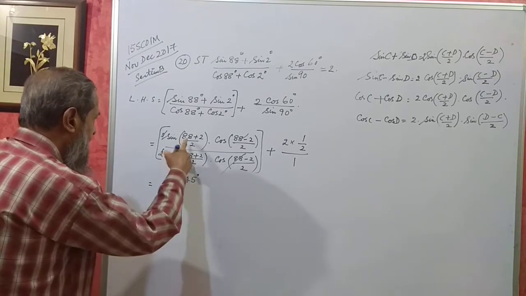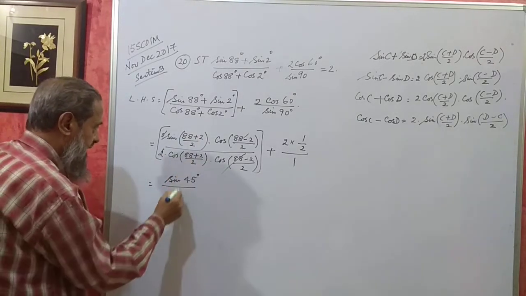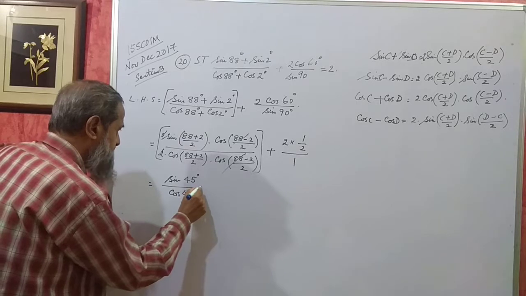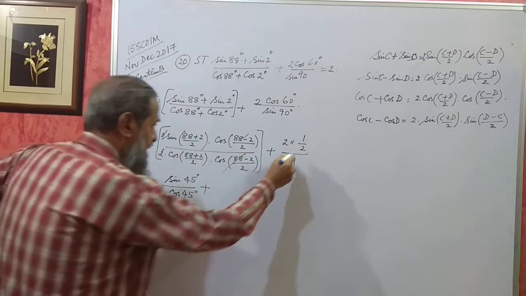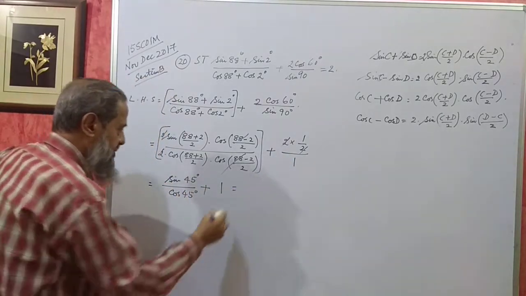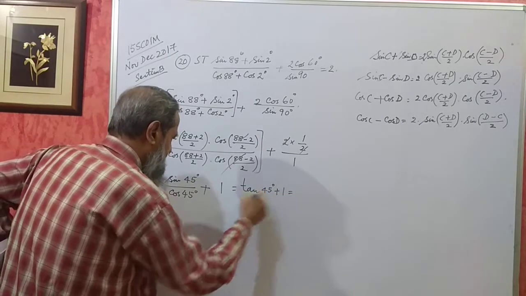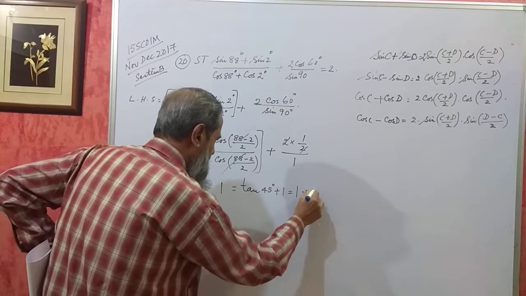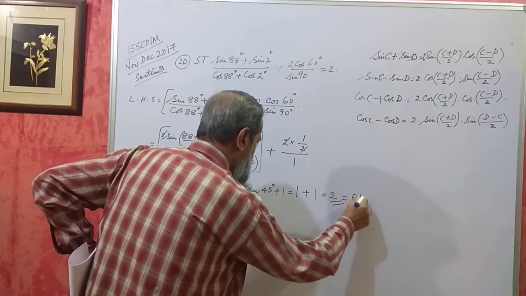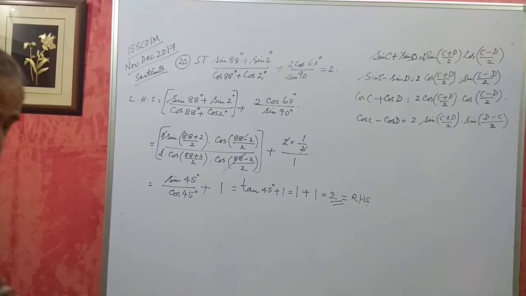45 degree, since 88 plus 2 is 90 and 90 by 2 is 45 degree, divided by cos of 88 plus 2, again 90, 90 by 2 is 45, cos 45 degree, plus this is cancelled, here this and this get cancelled, so 1 by 1, that will be 1. Sin 45 by cos 45 is tan 45, plus 1, and we know tan 45 is 1. So 1 plus 1 is 2. That is the right hand side. This problem carries 5 marks. This is how it is to be done.